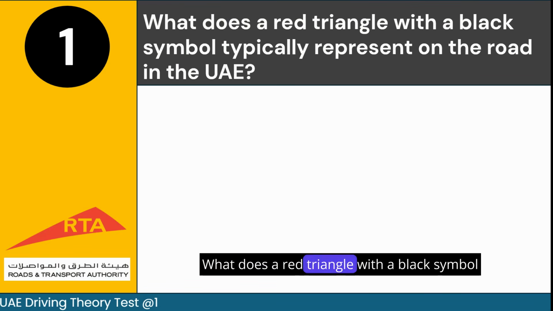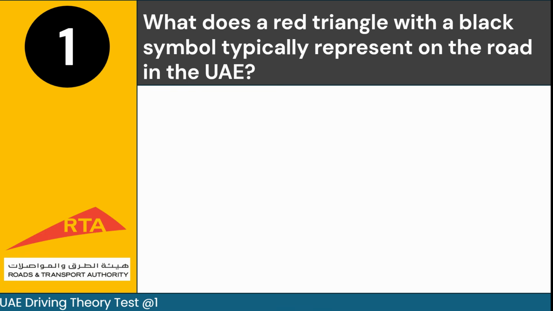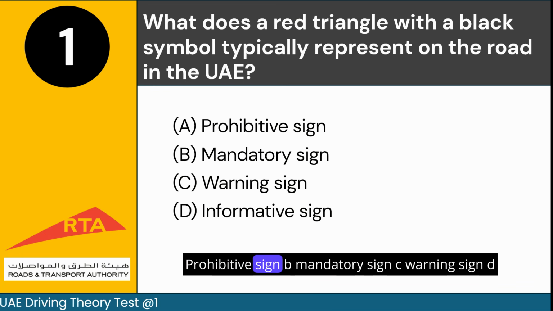What does a red triangle with a black symbol typically represent on the road in the UAE? A. Prohibitive sign. B. Mandatory sign. C. Warning sign. D. Informative sign.